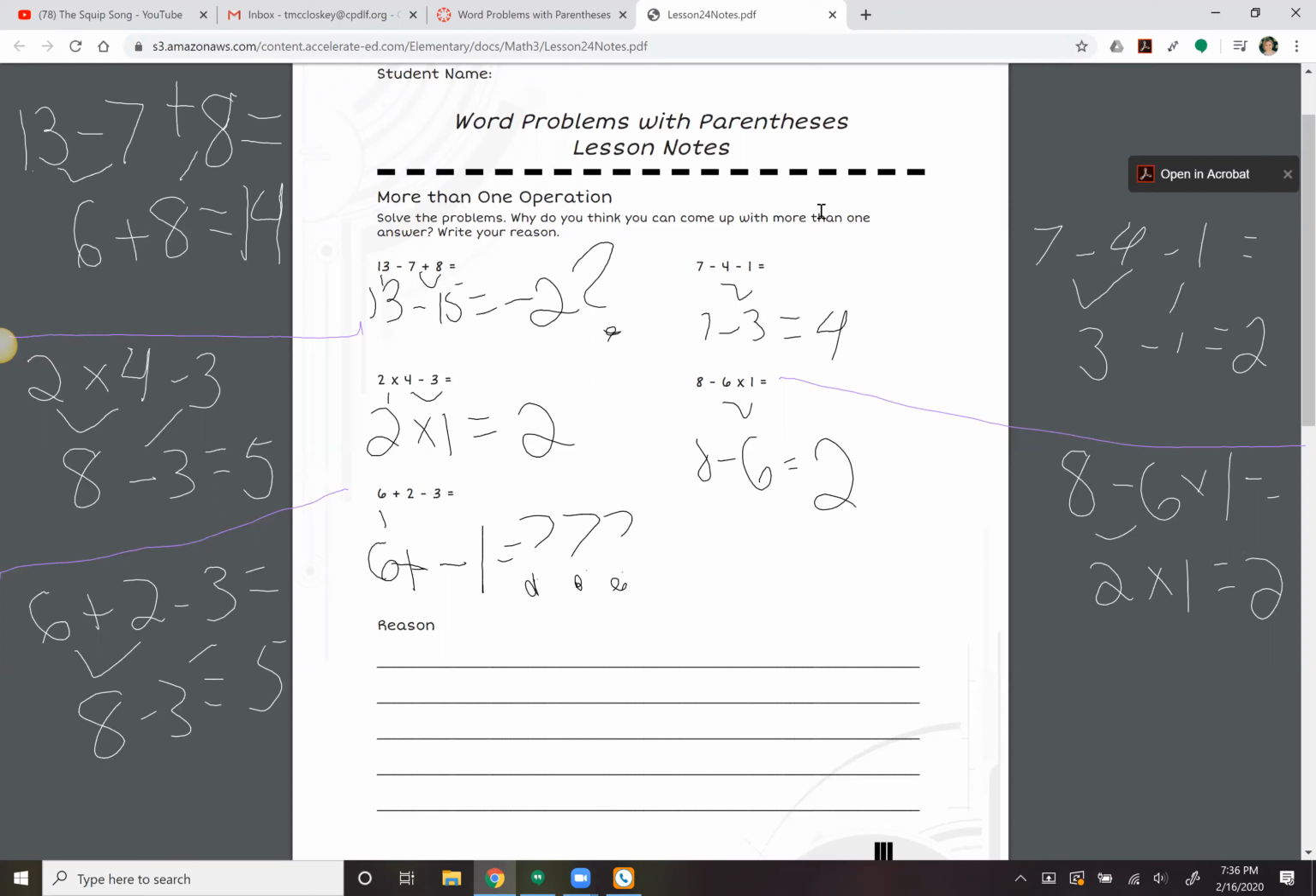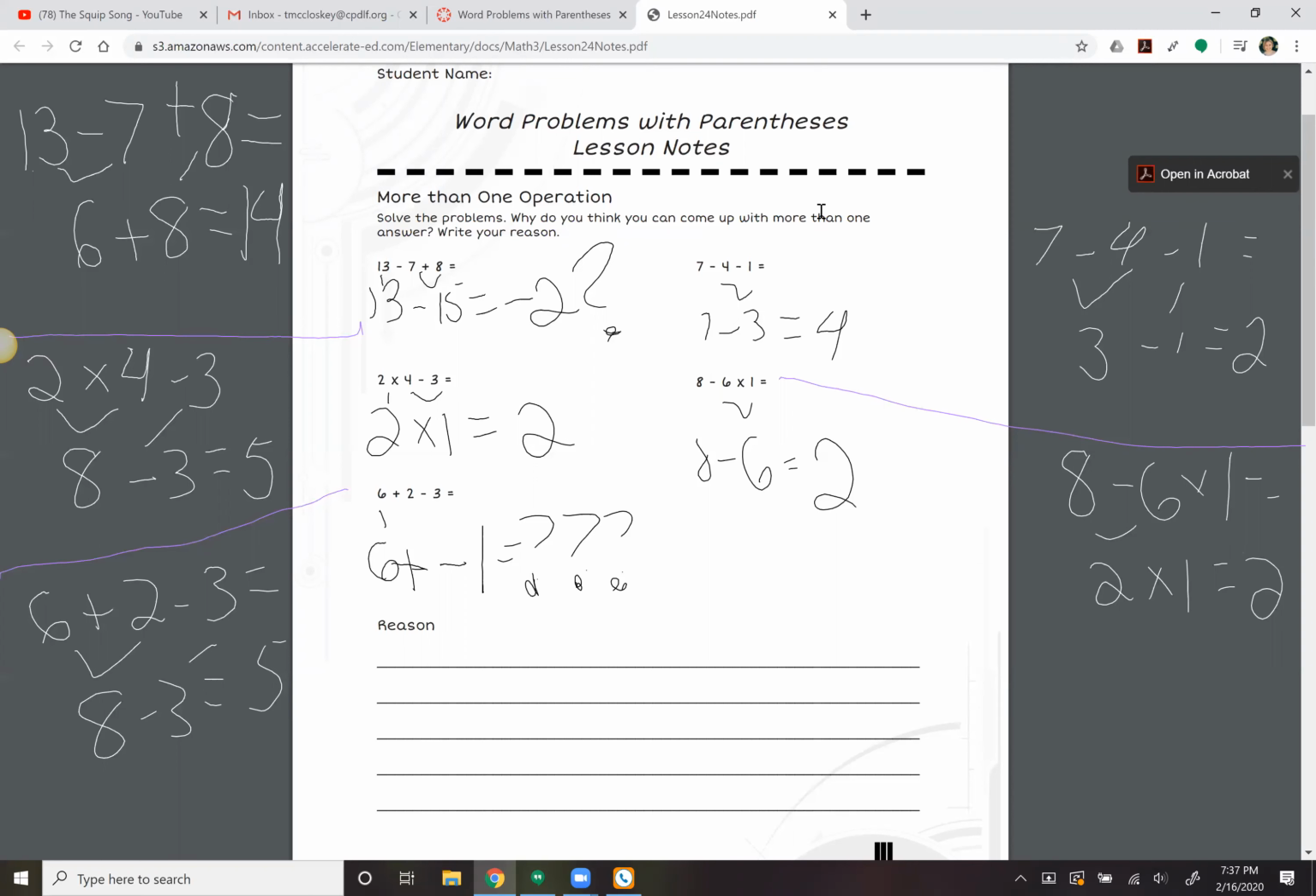So why do you think you can come up with more than one answer? Well, it's because there are different ways to solve these problems. So that's why we get these random answers. And no matter which way you solved it, it's okay because we don't know what we're doing yet. This is just a brainstorming to see what works and what doesn't.